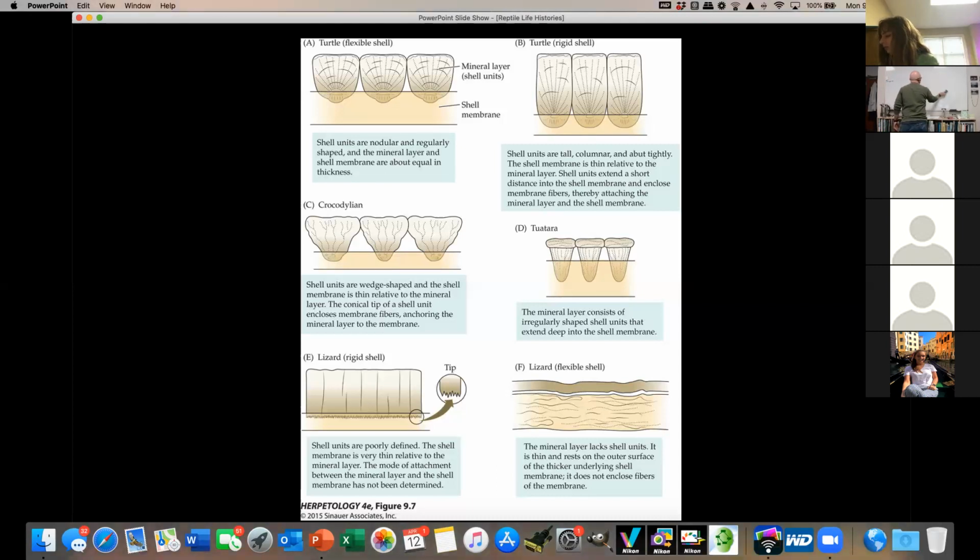Quinn, what does this impart to reptile eggs that enables them to escape water for reproduction?